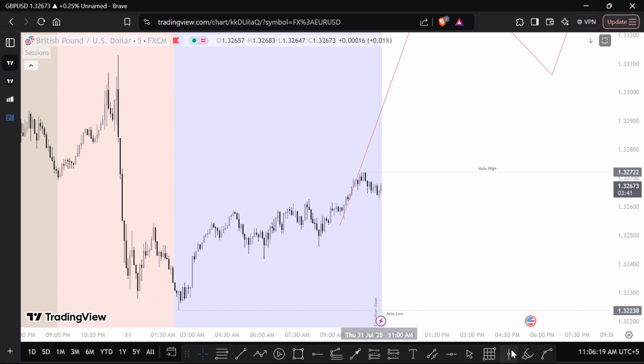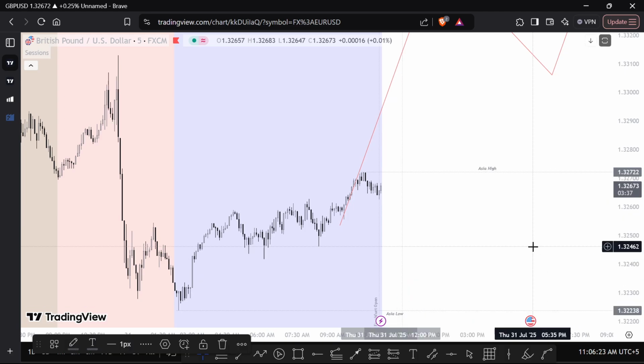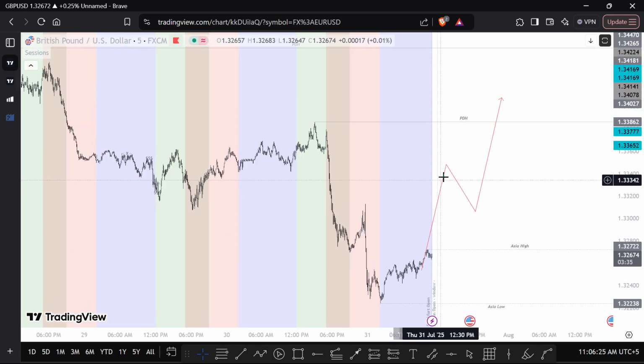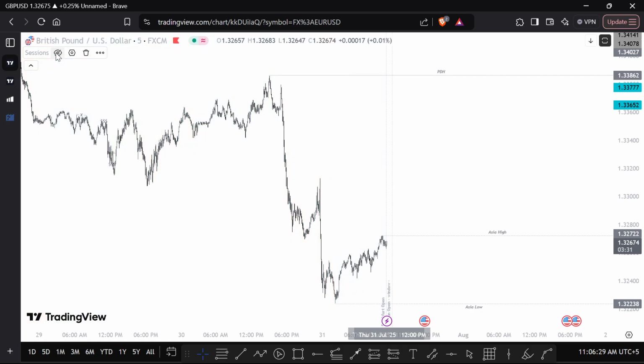Frankfurt is here, and now the London session starts at 12 p.m. The 12 p.m. mark is here. Alright, all the liquidity points are now so far being marked.